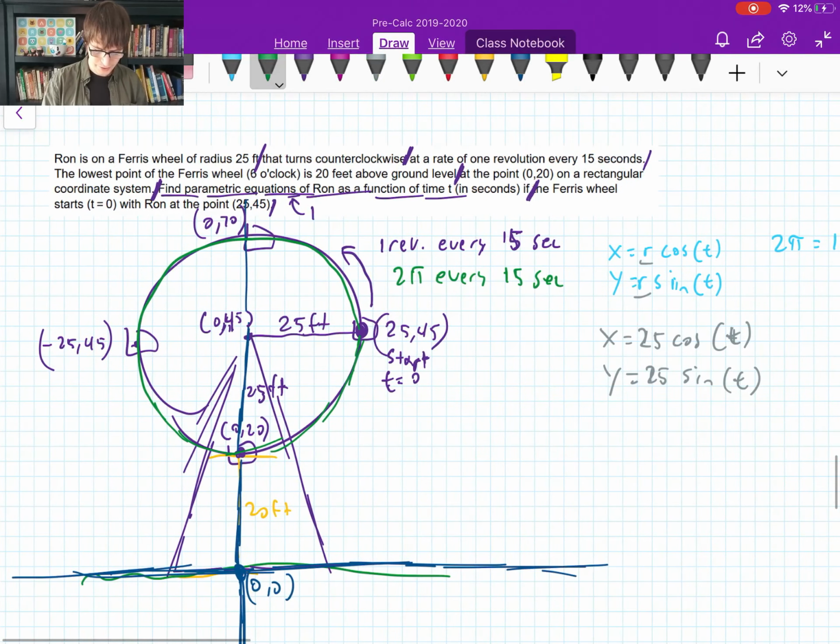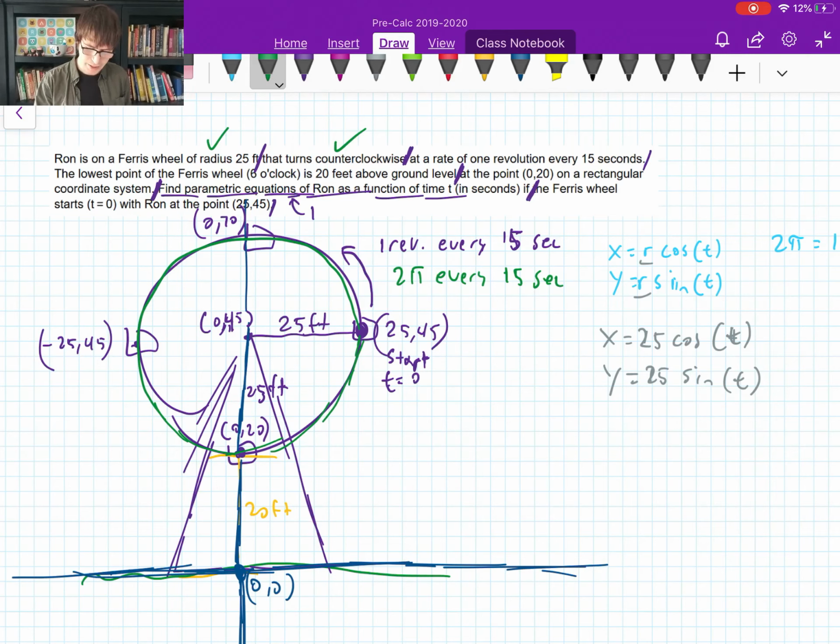So if we go back to our work here, our different qualifiers, we can say it turns counterclockwise, and it's got a radius of 25 feet. We did that too. Let's see, what else did we find? Yeah, the initial point is on that far right side. It's not the point 25, 45 yet. We'll get to that in a second. Let's first focus on that rate of 1 revolution every 15 seconds. Let's get back to that and solve that.